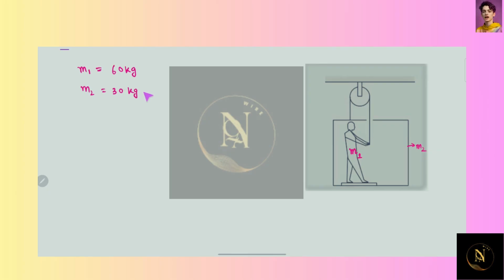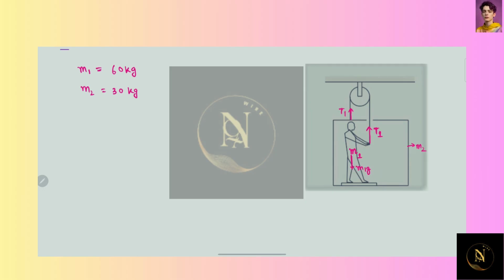Now, as the man is holding the string, some tension force will be acting on the string in the upward direction, that is T1. This tension force will be acting on the box also in the upward direction, that will be T1. The weight of the man will be acting downward, that will be m1g.